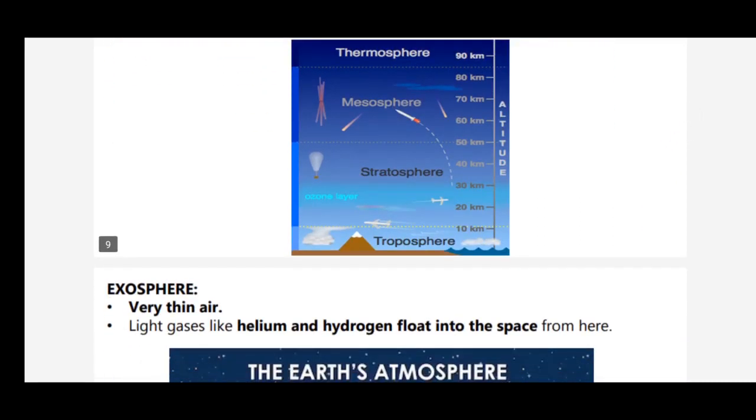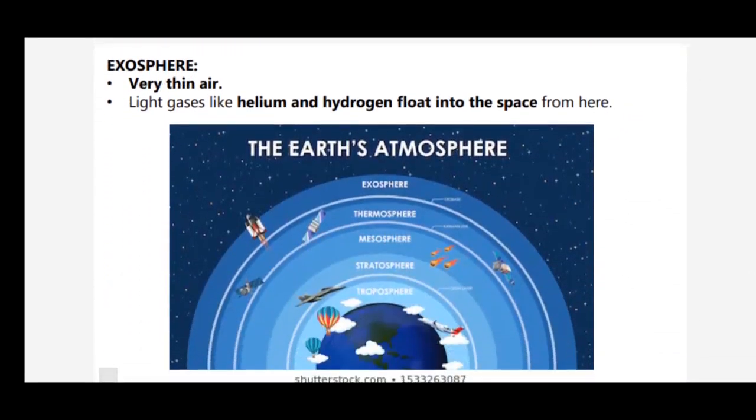Next, let's go to the exosphere. It is the last and uppermost part of the atmosphere, children. This sphere has a very thin amount of air. The air is very little. The most inflammable gases like helium and hydrogen float into space from here. As you all know, helium and hydrogen are the most inflammable, most dangerous gases. Even then, this exosphere contains these gases. That's why the temperature is very high in this sphere. If you go further, the exosphere merges with space.